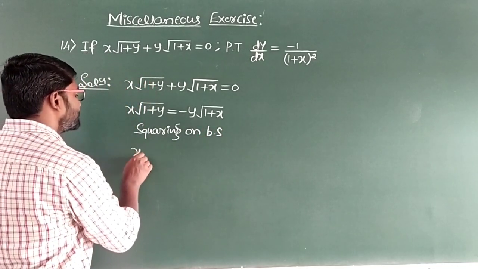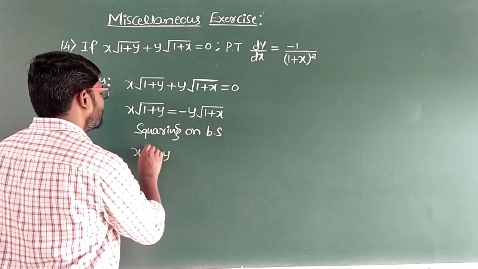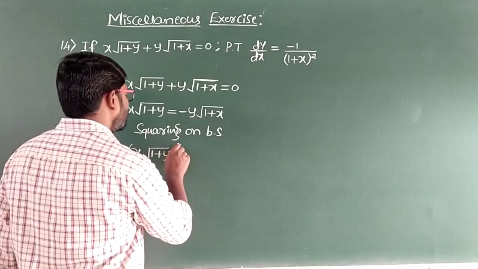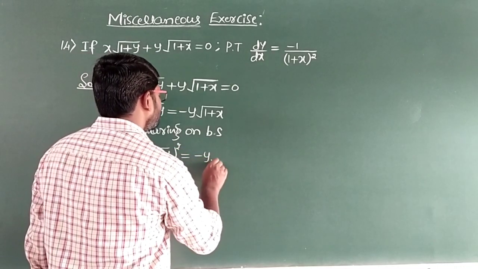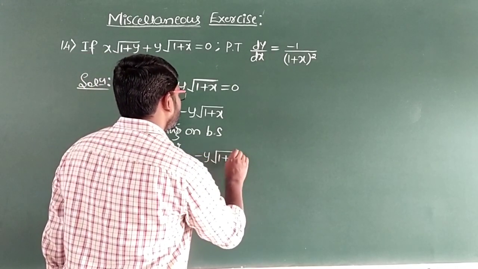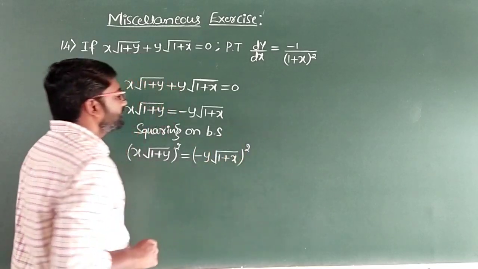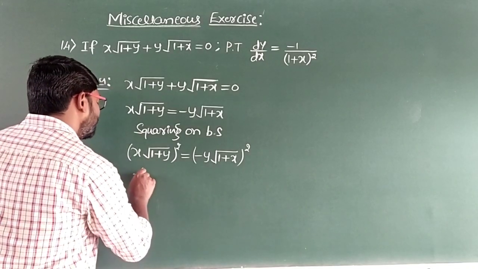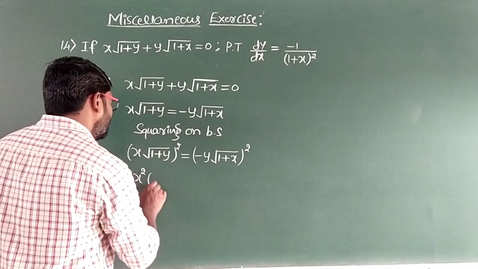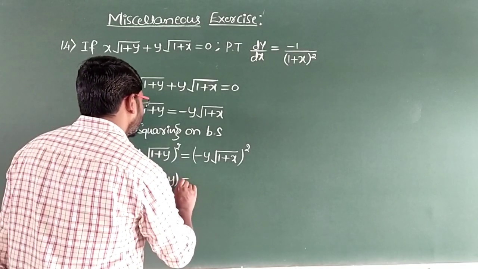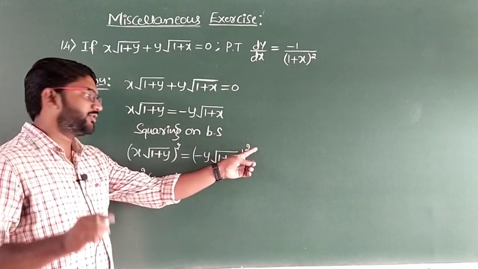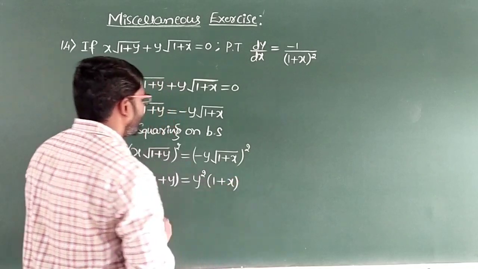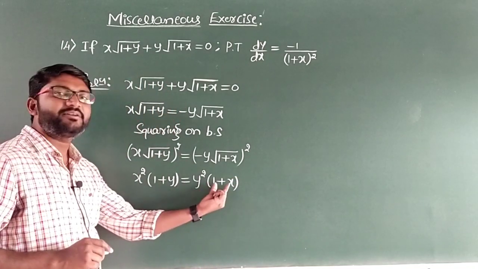So what do we get here? (x into square root of 1 plus y) the whole square equals (minus y times square root of 1 plus x) the whole square. So now this square applies to the first term as well as to the second term. So we get x square, then here square and root cancel, we get 1 plus y, which is equal to, negative squared is always positive, y square into 1 plus x. So now multiply x square with these two terms and y square with these two terms.